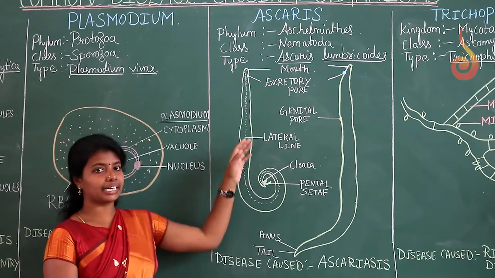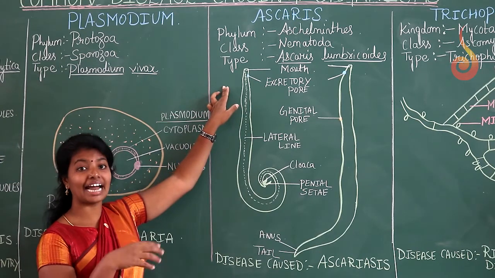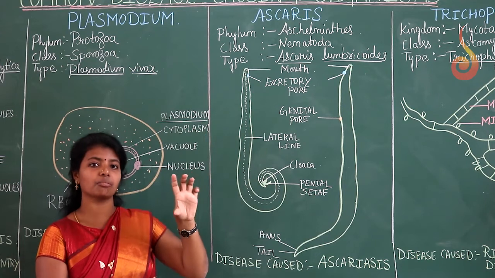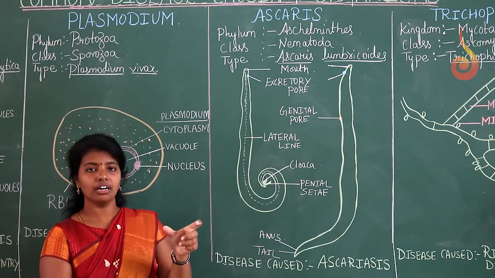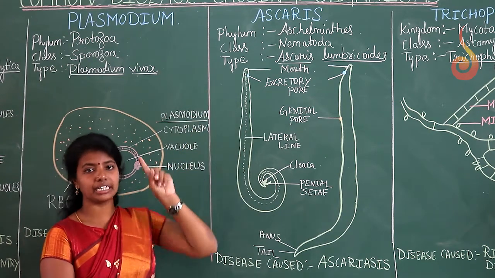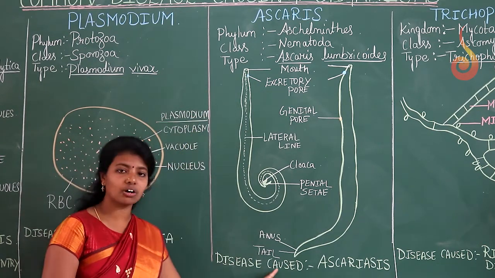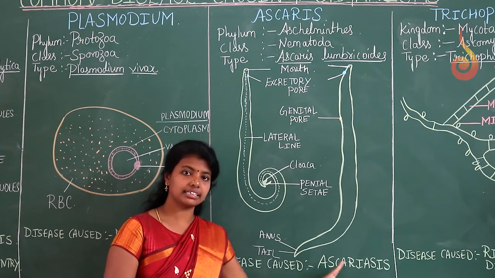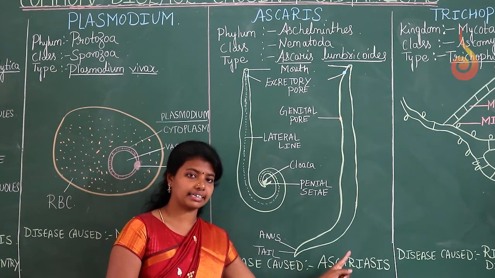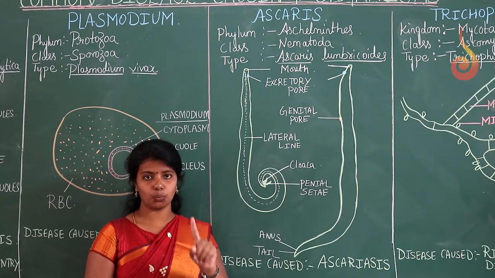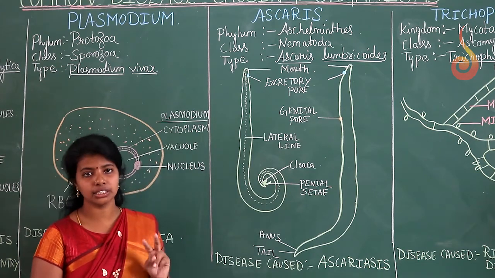Ascaris usually we will provide in the form of a specimen, a bottle. Once you identify it, if you write the scientific name, you will get 1 mark, and the disease caused by it, that is ascariasis. Once you mention the disease, you will get 1 mark. So totally it carries 2 marks.